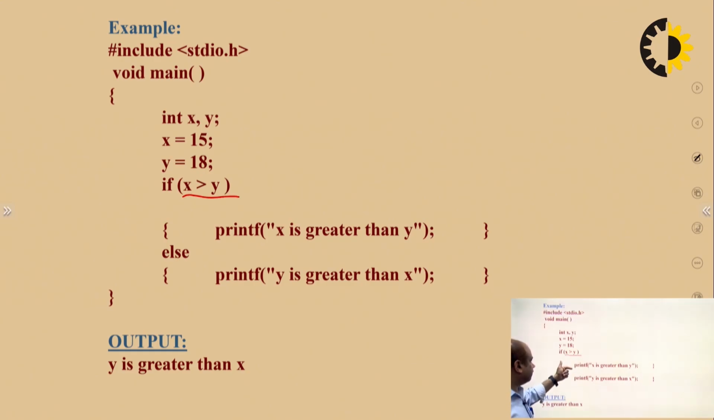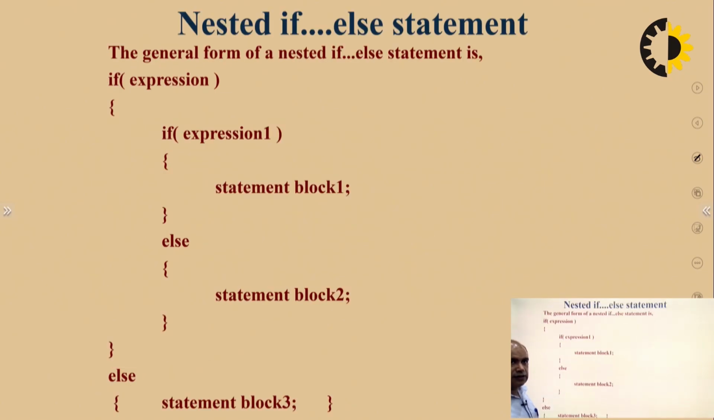When it becomes false, this statement will be skipped and the else block will be executed. Once the else block is executed, what we will see on the screen is "y is greater than x". Now, next is our nested if-else statement.